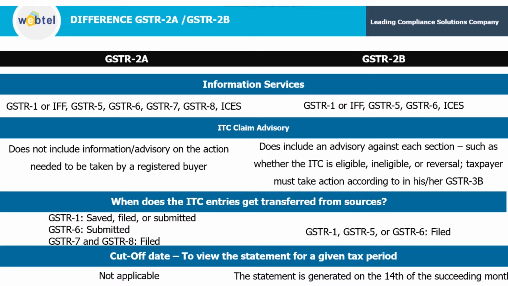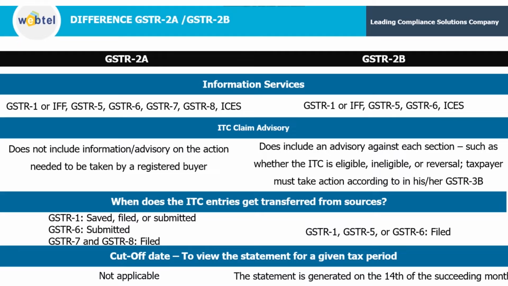Now, in the 2B, only GSTR-1, that is invoices furnished, GSTR-5, that is non-resident taxpayer, and GSTR-6, that is input service distributor, are available. ITC claim advisory: GSTR-2A does not include information on the action needed to be taken by the registered buyer, but in 2B the action is mandatory, like whether the ITC is eligible or ineligible or reversal. The taxpayer must take action according to his preparation for the GSTR-3B.